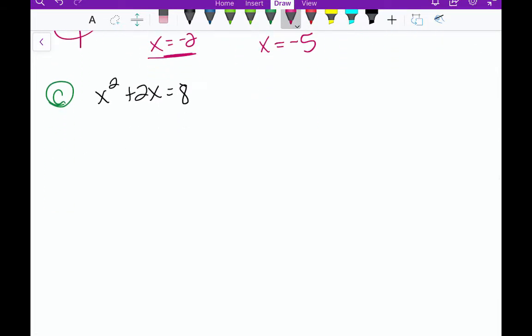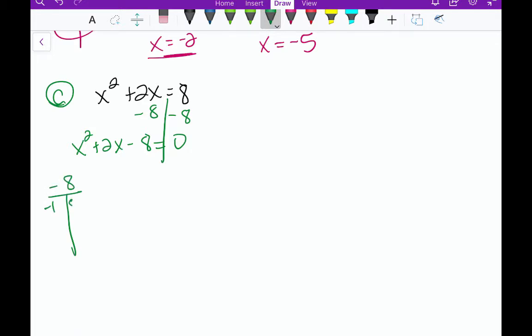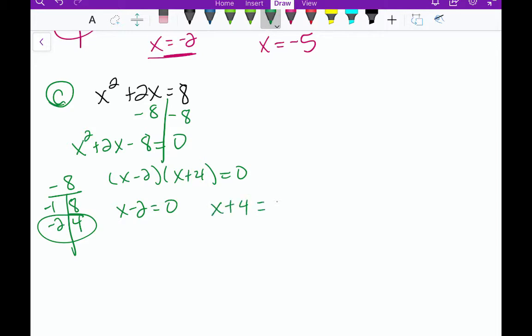All right, our next example looks a little bit different than the others. It says x squared plus 2x equals 8. But remember, we need it to be equal to 0. So we're going to subtract 8 on both sides, which leaves me with x squared plus 2x minus 8 equals 0. Now we're ready to factor. I'm going to find factors of negative 8 that add up to 2: negative 1 and 8, negative 2 and 4. So negative 2 and 4 are my factors. x minus 2, x plus 4 equals 0. Then I set each factor equal to 0 and solve. So x equals 2 and x equals negative 4.